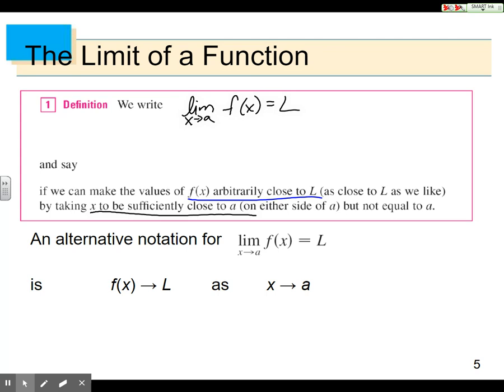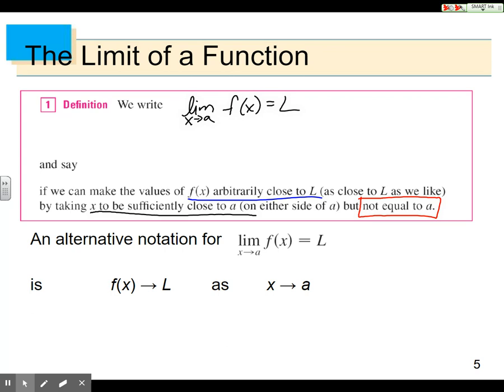Now here's the thing with calculus, is that x doesn't have to be equal to a. A lot of times I can plug in a and it's going to be the same as the limit. We call that a well-behaved function. But it does not have to equal a. It can equal a, but it does not have to.